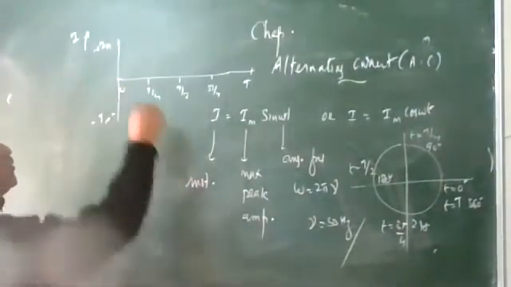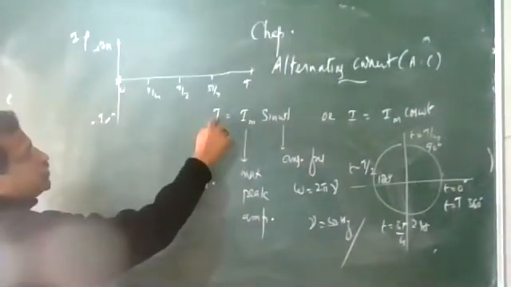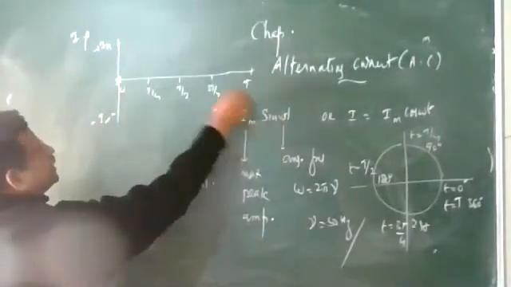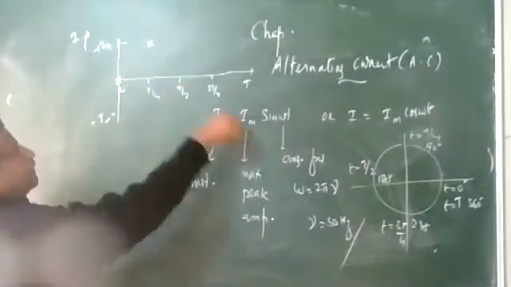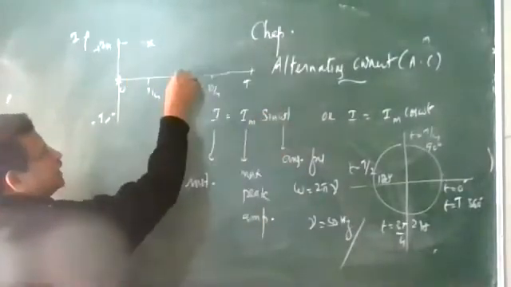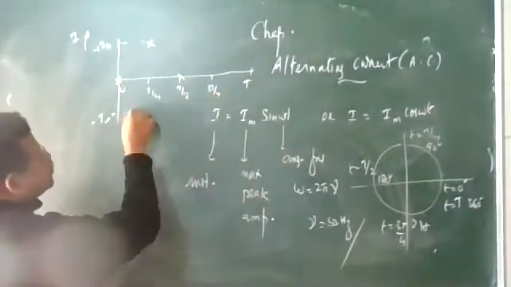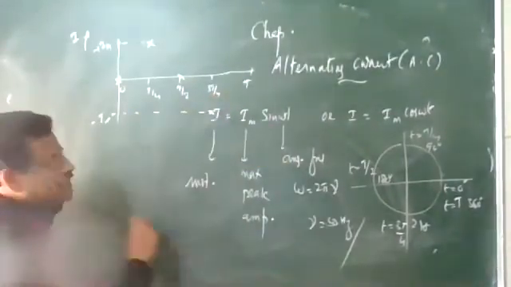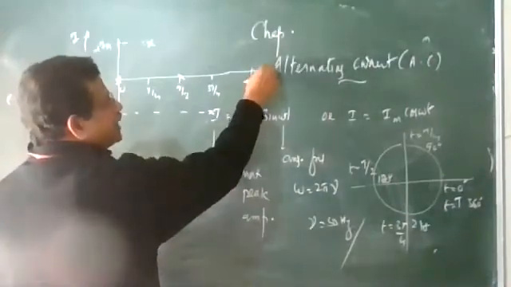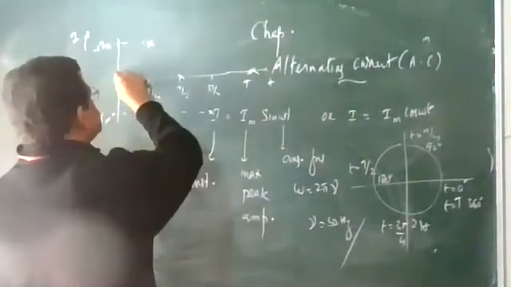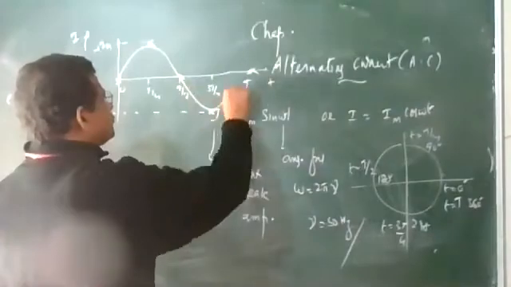When t equals 0, I equals 0. When t is T by 4, 90 degrees, the maximum value is Im. At T by 2, 180 degrees, sine 180 is 0. At 3T by 4, sine 270 is minus 1, so minus Im, and at T the value is 0 again. So this is the variation on the graph.